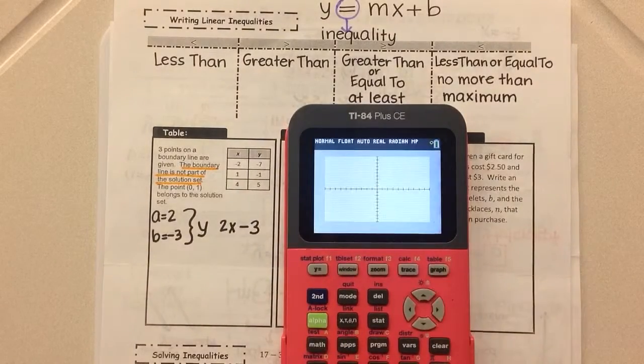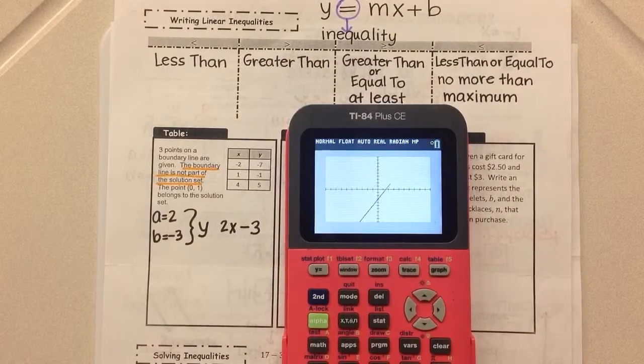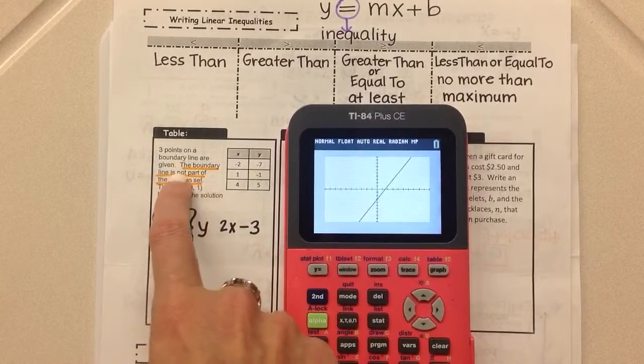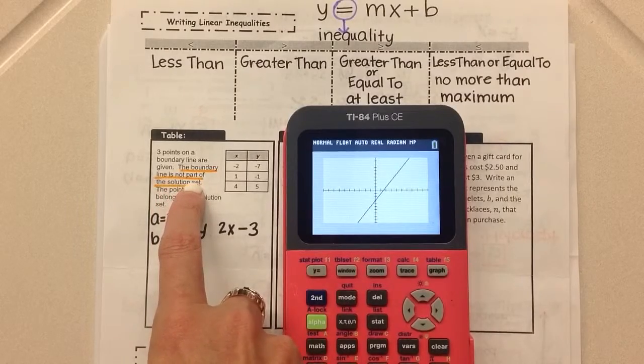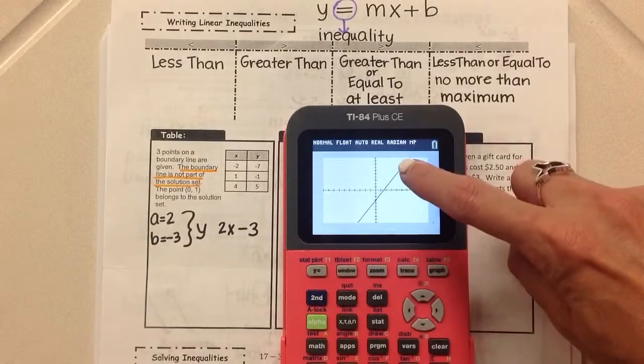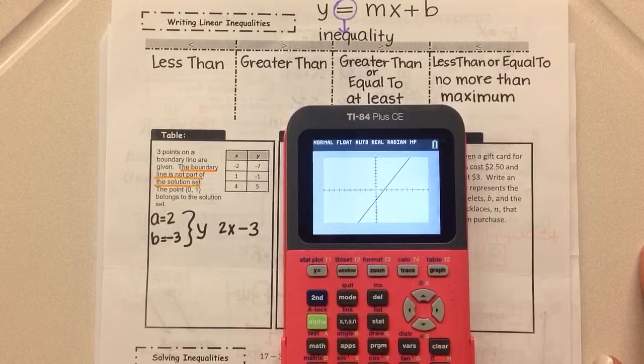I know there's not going to be a bar. Now, your calculator will always do a solid line. It will not show you a broken line. So you have to know, because we know that any point on the boundary line is not included as part of the shaded region. This really should be a broken line, but my calculator doesn't know that. I have to know that as the user.